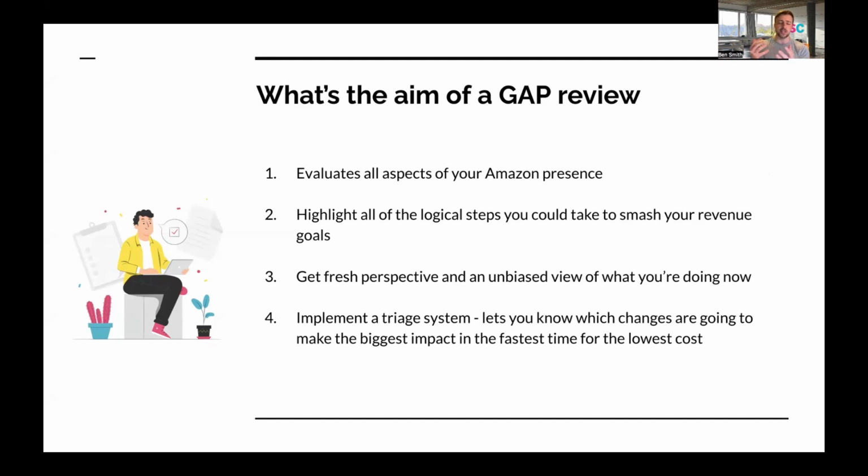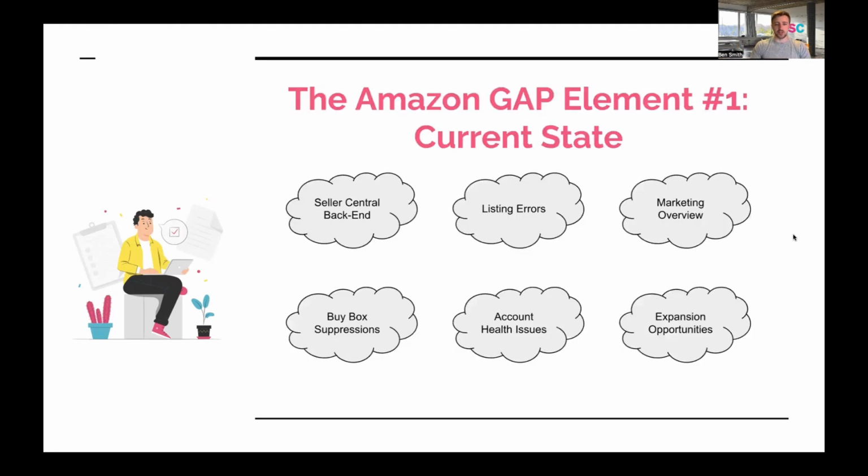The gap review is going to help with that. So we're going to get into that in a second. It's also going to give you a fresh perspective. We're trying to take our emotion out of this and ultimately get you an unbiased view of what you're doing now, what's working and what's not. And last but not least, identify the things that you can and should be outsourcing or delegating, and the things that you should or want to keep doing yourself. And from there, you can implement a triage system, which is really going to help map out where to go from here, right? So let's dive into this.